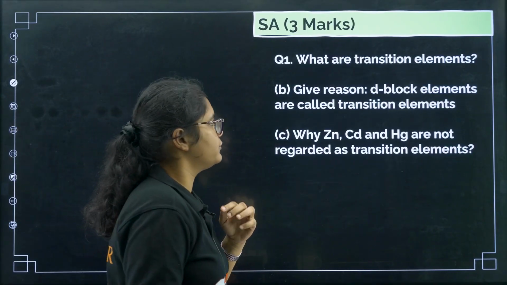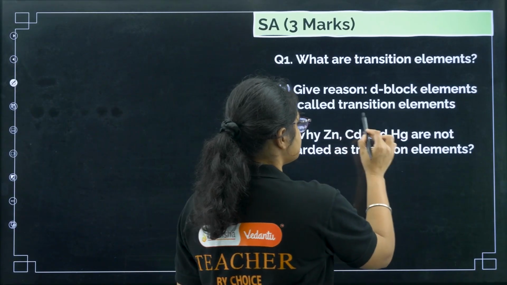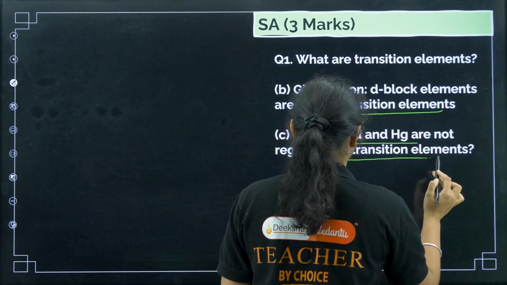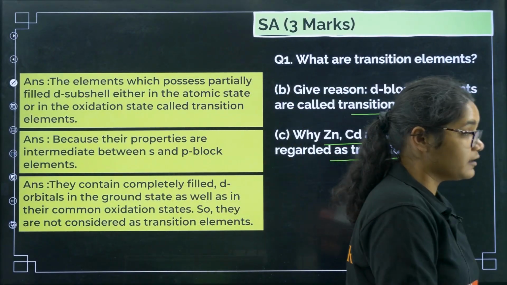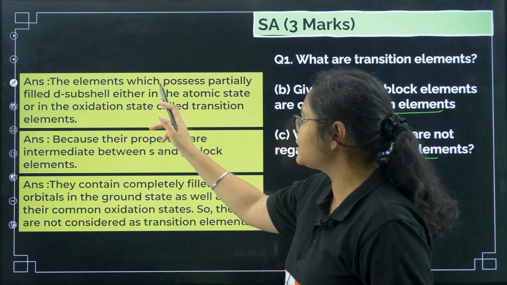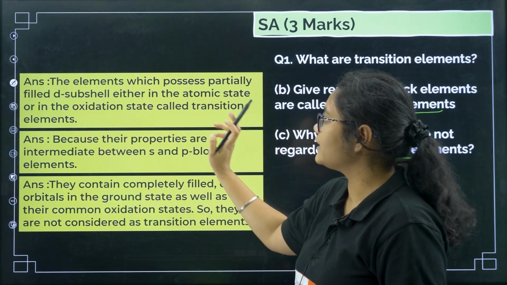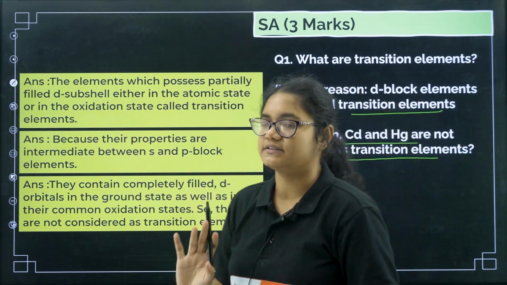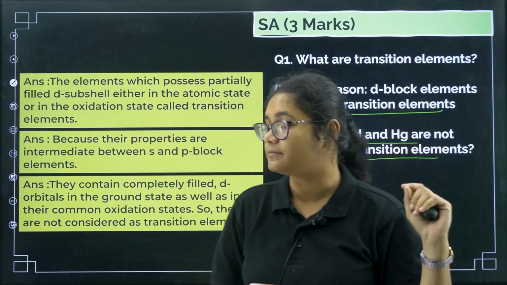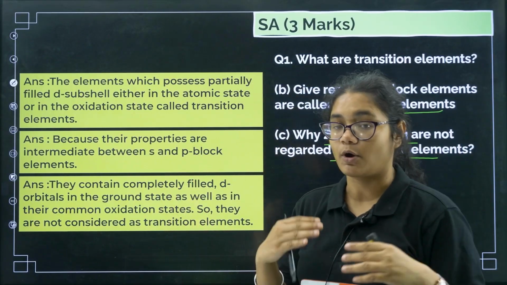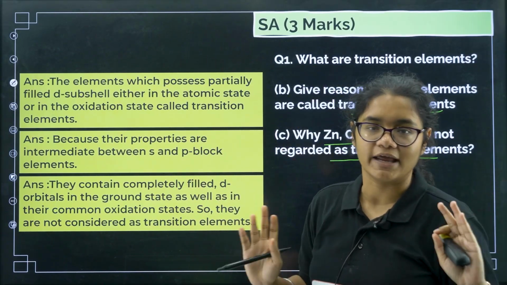Okay, now we'll move towards the 3 marker questions. Some basic questions we'll be doing here. What are transition metals? Give reason why d block elements are called transition elements. Why zinc, cadmium and mercury are not regarded as transition elements. Transition elements are those elements which possess a partially filled d subshell either in their atomic state or in the common oxidation state, right. D block elements are called transition elements because they lie between the s and p block. The properties of the transition elements are between the s block elements and the p block elements.